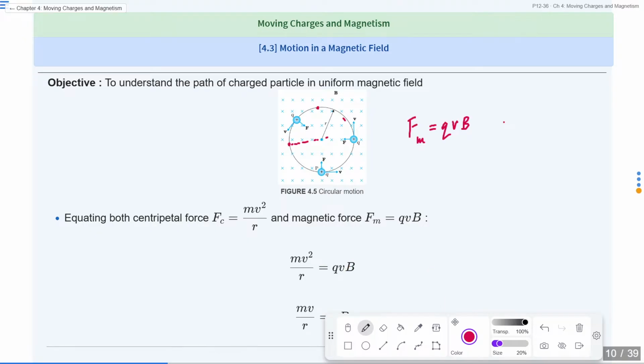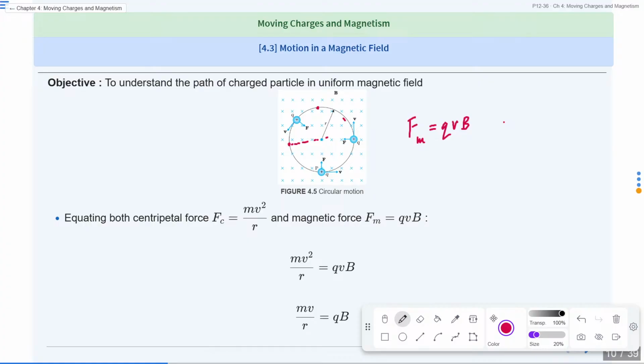After cancelling out v from both sides, you will get mv by r equal to qB. From there, you can find the expression for the radius of this circular path, and that radius is equal to mv by qB. And there are some more forms of this expression. We know linear momentum is mass into velocity, that is its mathematical form. So mv you can write as linear momentum, so radius is linear momentum by qB.